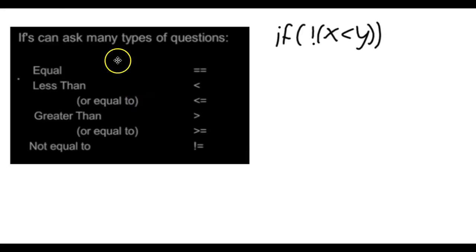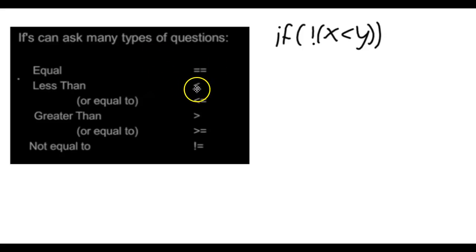So here are the different types of conditions we can check. We can check if two things are equal. Notice the symbol we're using for equal. It's equal, equal. There is another way to check for equality when we're dealing with objects. We'll look at that at a later date.